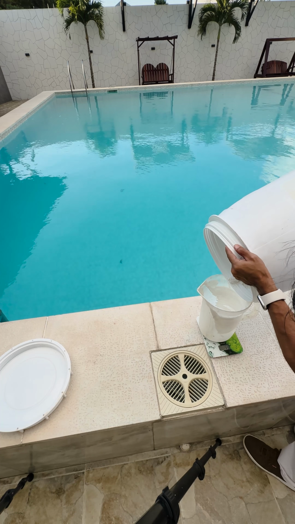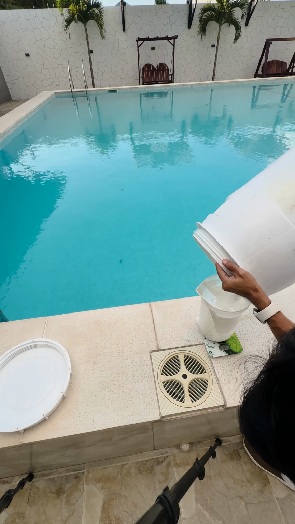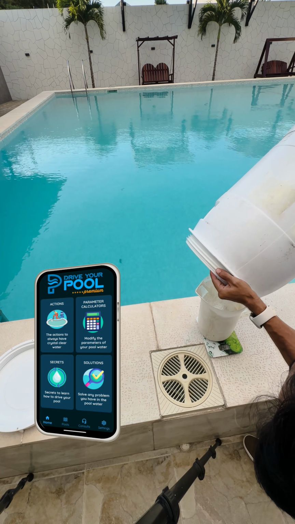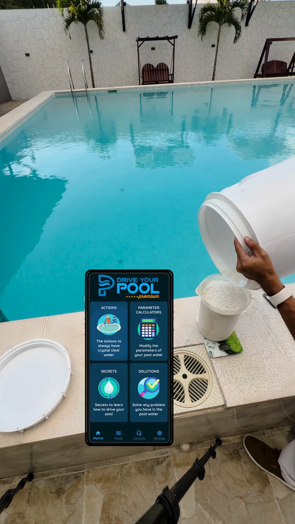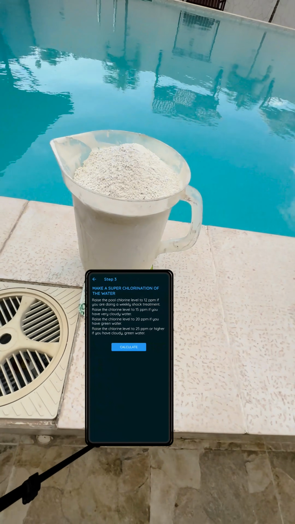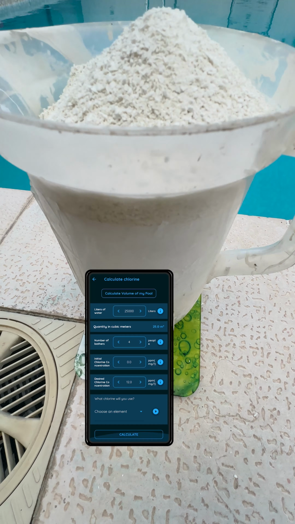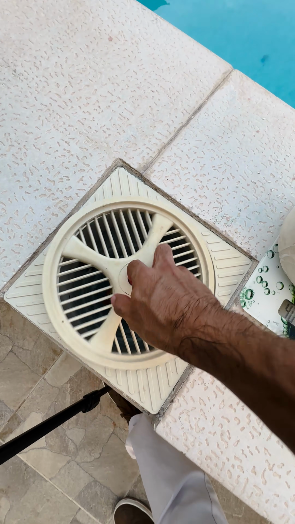I proceed immediately to make a tremendous chlorine shock, calculated with the app Drive Your Pool. By having such a high level of cyanuric acid, I must raise the chlorine level a lot so that it can disinfect the water. And how is so much chlorine? It would take me my whole life to mix it up. So I take out the skimmer basket.